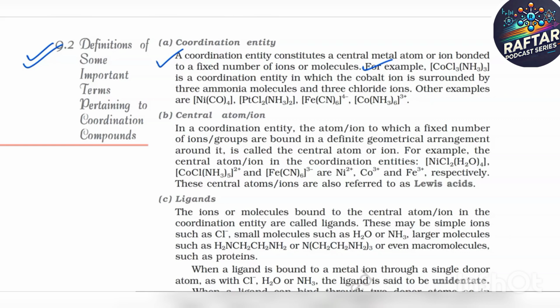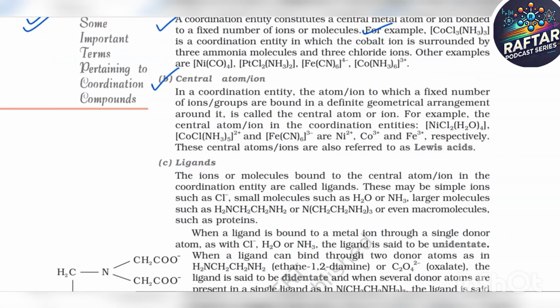Other examples are Ni(CO)4, PtCl2(NH3)2, [Fe(CN)6]4-, [Co(NH3)6]3+. B. Central atom or ion. In a coordination entity, the atom or ion to which a fixed number of ions or groups are bound in a definite geometrical arrangement around it is called the central atom or ion.